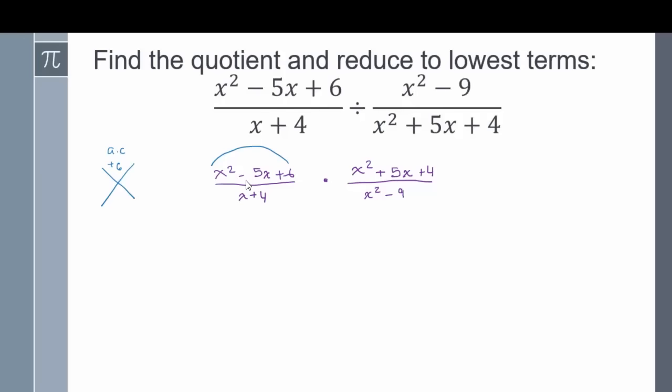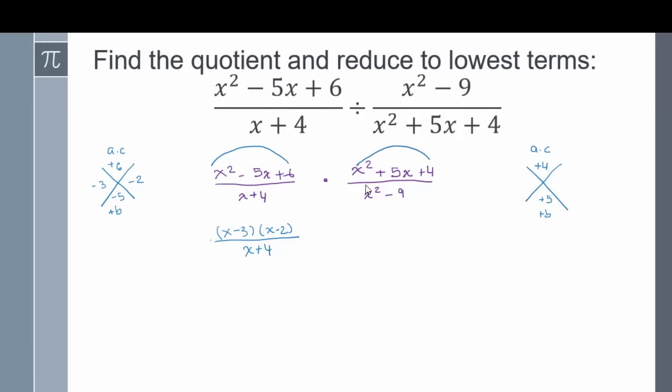For the polynomial x squared minus 5x plus 6, I need two numbers that multiply to a positive 6 and add to a negative 5. These two numbers are negative 3 and negative 2, so x squared minus 5x plus 6 factors into x minus 3 times x minus 2. I cannot factor x plus 4, it's already in its factored form, so I'm going to leave it as x plus 4.